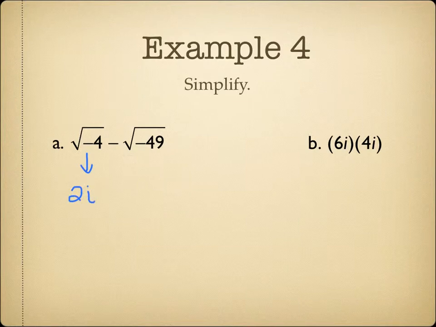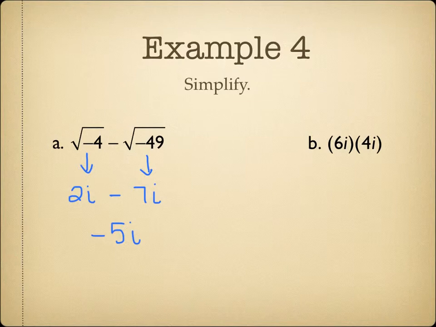Because the square root of 4 is 2, and when you take the square root of a negative, you get an i, right? All right, square root of -49. 7i, good. And these are being subtracted. Now from here, you can just treat i like a variable. So like if this was 2x minus 7x, you're going to do the same thing. So what would 2i minus 7i be? What's 2 minus 7? -5. So this would become -5i. Just like if it said 2x minus 7x.